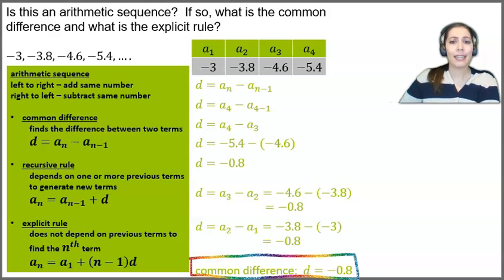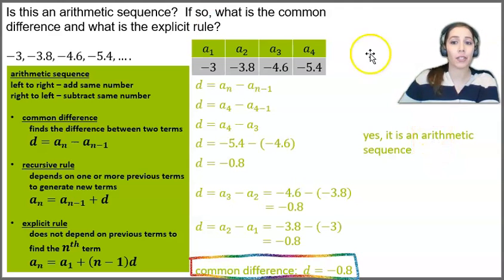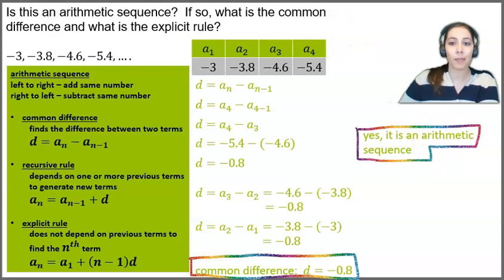So I can take -3 and add -0.8 and get -3.8. Add -0.8, get -4.6. Add -0.8, get -5.4. Or I could have gone right to left. -5.4 minus -0.8 is -4.6, and so on. So now that I have the common difference, and I know that the common difference is the same between all consecutive terms, then I can definitely answer the question that yes, it is an arithmetic sequence. So I found that it is an arithmetic sequence, and I did find the common difference.